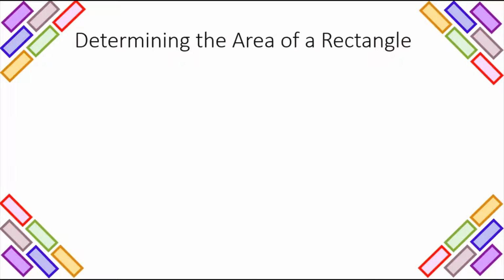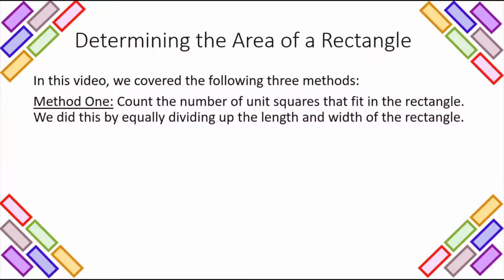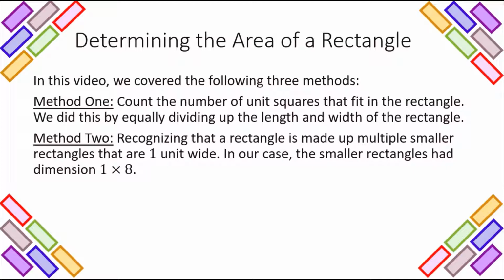In this video, we determined the area of a rectangle using the following three methods. Method 1 was to count the number of unit squares that fit in the rectangle. We did this by equally dividing up the length and the width of the rectangle. Method 2 was to recognize that a rectangle is made up of multiple smaller rectangles that are 1 unit wide. In our case, the smaller rectangles had dimension 1 by 8.